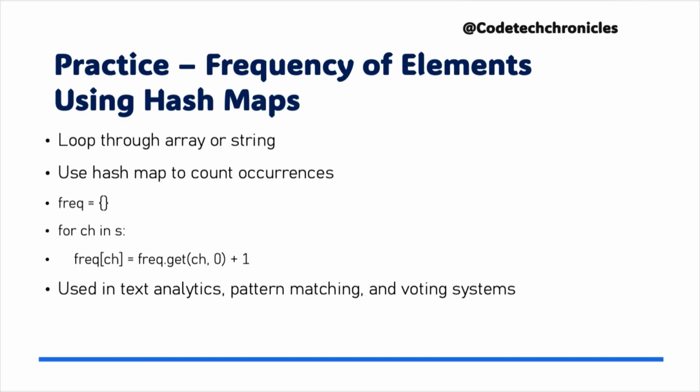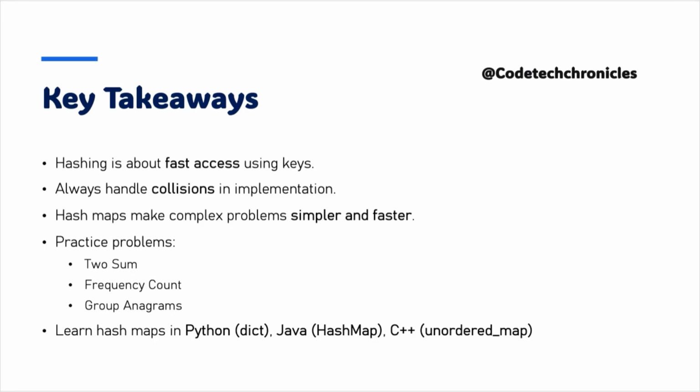Practice 2. Need to count how often things appear? Use a frequency map. Loop through your array or string and use a hash map to track occurrences. Check the following program. This technique is widely used in text analysis, voting systems, and pattern detection.